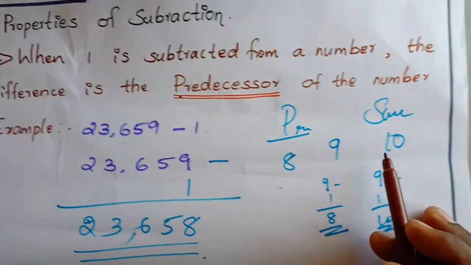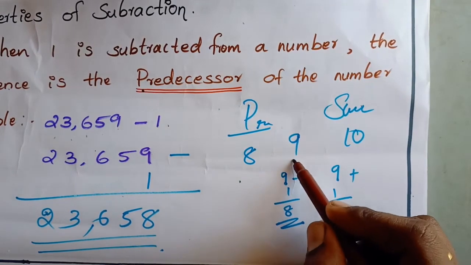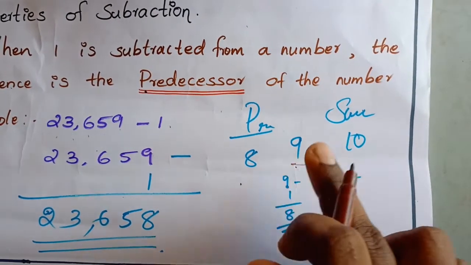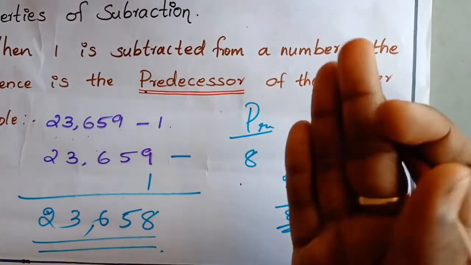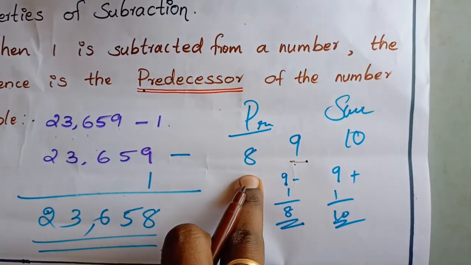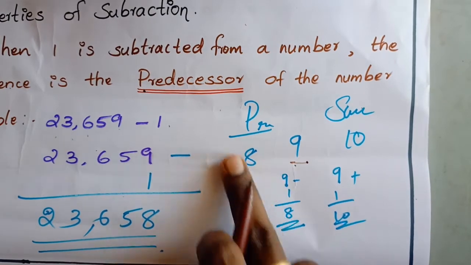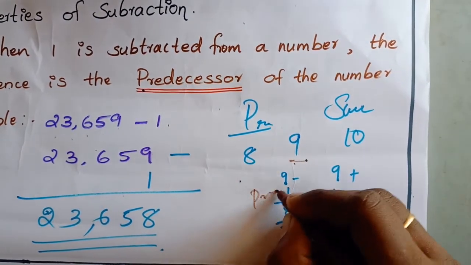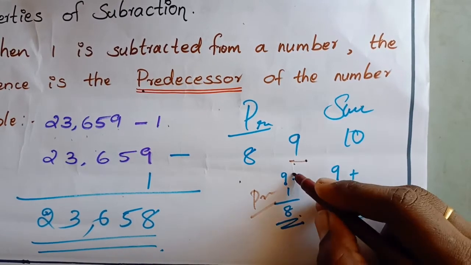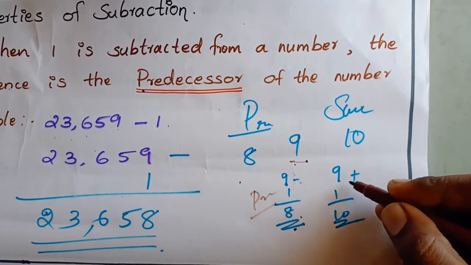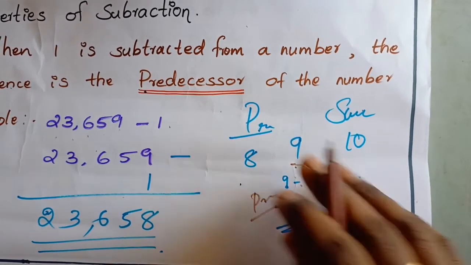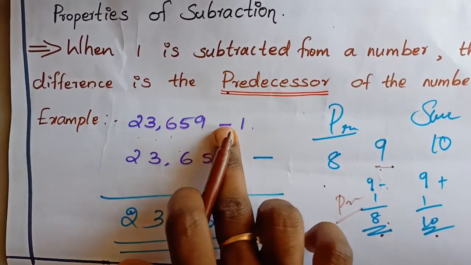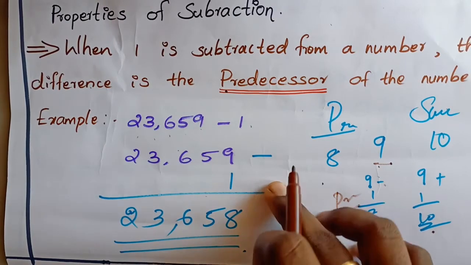Predecessor means, always remember, come to this example: 9. Given number is 9. What is the predecessor of this number? The previous number, which is 8. Successor means you should add 1: 9 plus 1, 10. So predecessor means subtract: 9 minus 1, 8. Successor means plus 1. So what is the predecessor of 23,659? The answer is just minus 1.